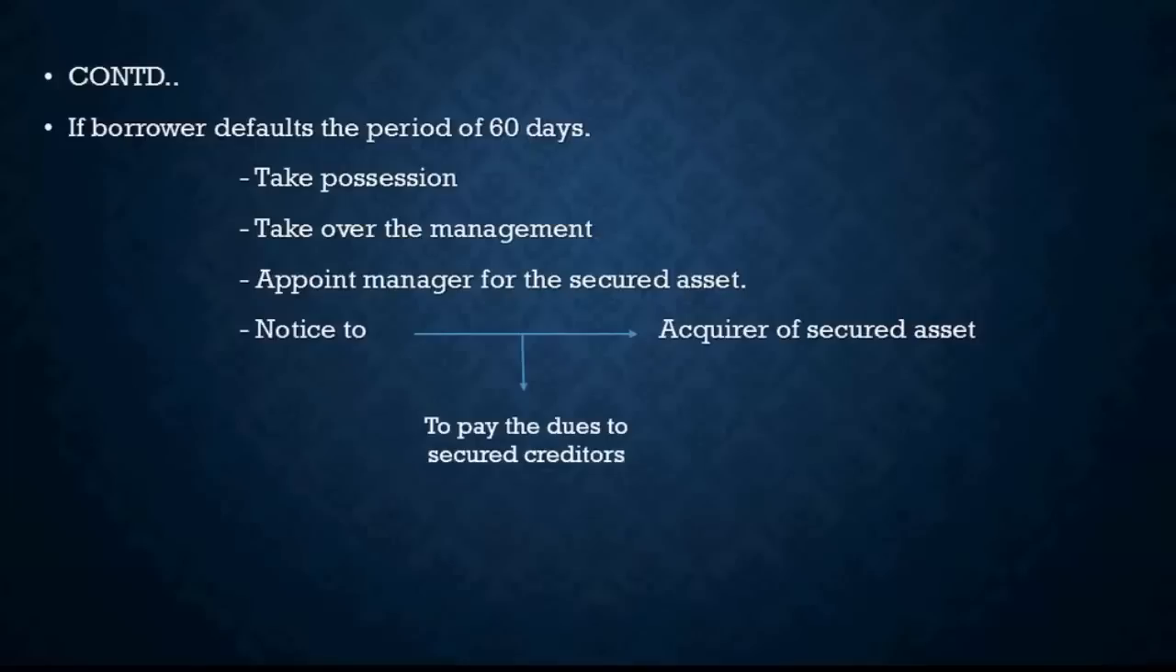Now, what happens is when the secured creditor takes possession of the asset and decides to sell it off, they will not just go to one person and say, okay, please keep this asset and give me the money. No, that will not take place. What will actually happen in a practical scenario is that the asset will be auctioned.